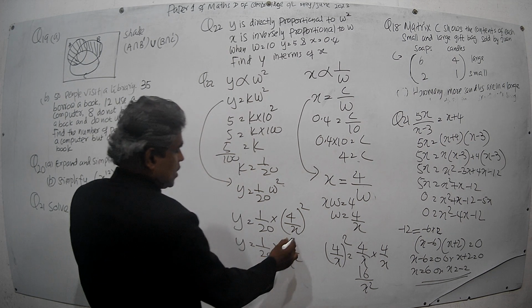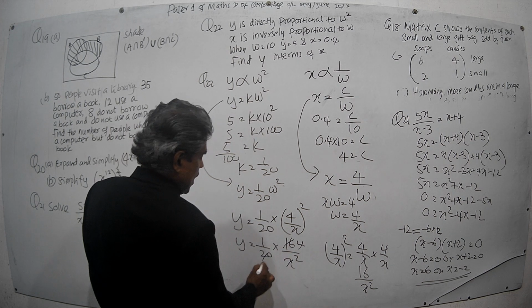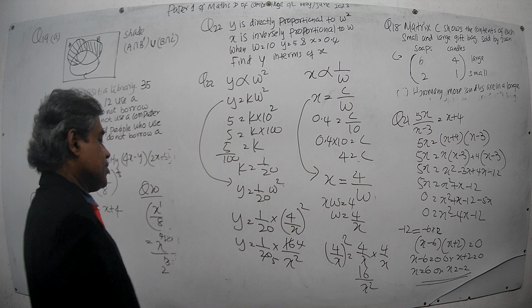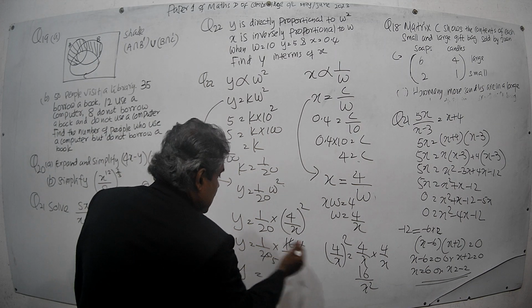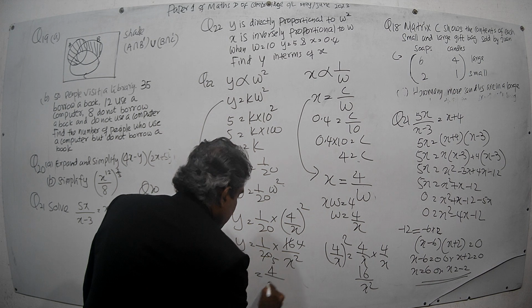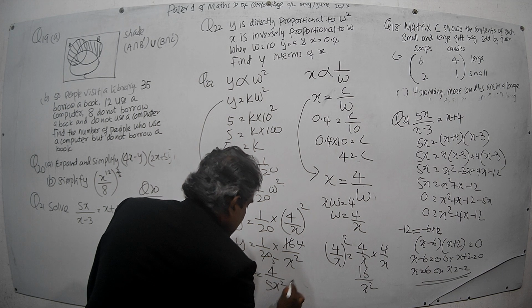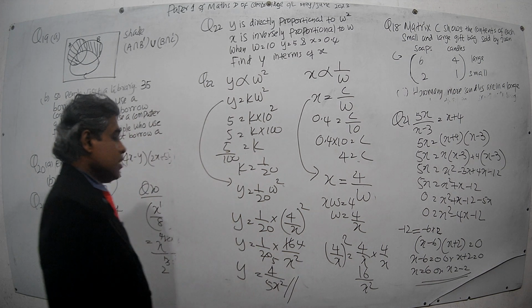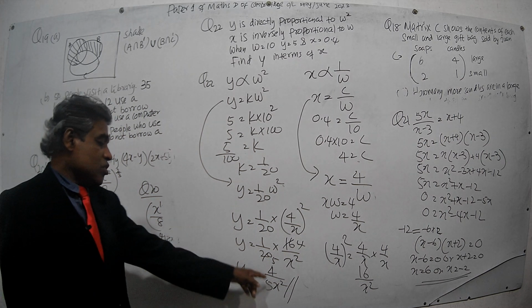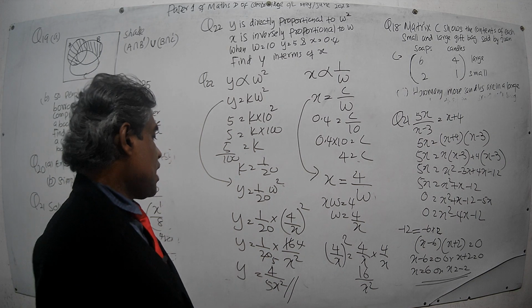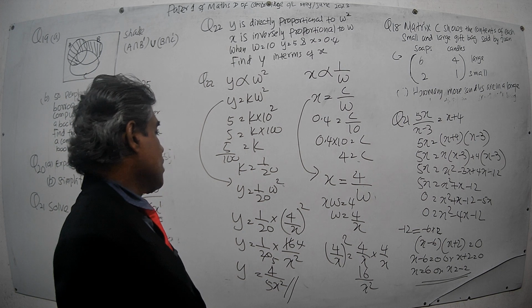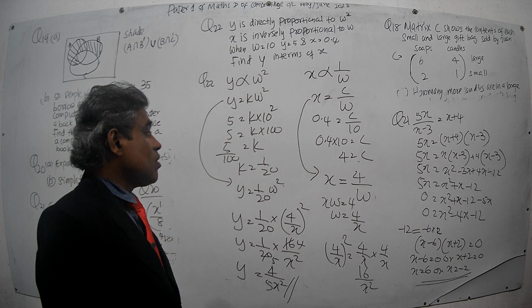Then you can cancel 4 times 4 and 4 times 5. Then you get y equals 4 over 5x squared. This is the answer. This is the formula for y in terms of x. y equals 4 over 5x squared. Right. Okay. That's all.